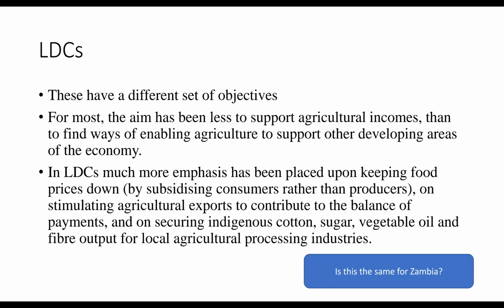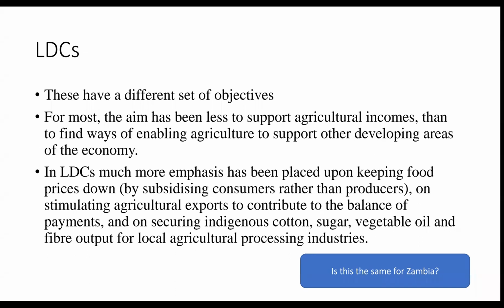So much more emphasis has been placed upon keeping food prices down, right? We are subsidizing consumers rather than producers, on stimulating agricultural exports to contribute to the balance of payments, and on securing indigenous cotton, sugar, vegetable oil, and the fiber output for local agricultural processing industries. So this is basically what we just get to have.